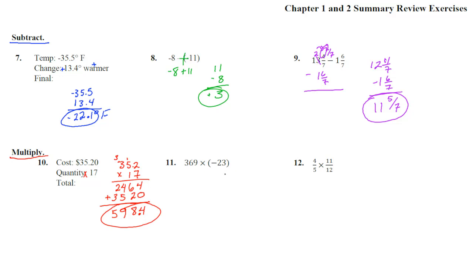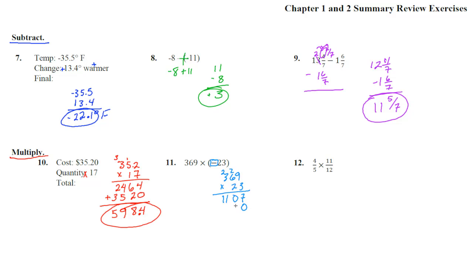369 times negative 23. Now, so we're going to times by 23. Just remember, the answer has one negative in it. So 3 times 9 is 27. 3 times 6 is 18, plus 2 is 20. 3 times 3 is 9, plus 2 is 11. Now let's move over to the 2. We put a 0 there because we're moving over 1. That's a 20, not just a 2.